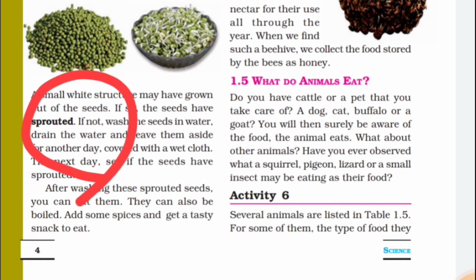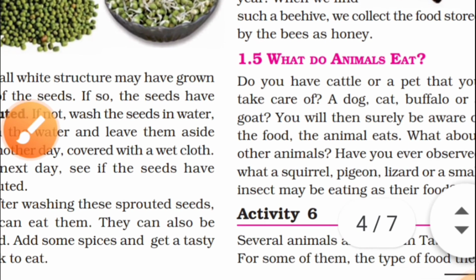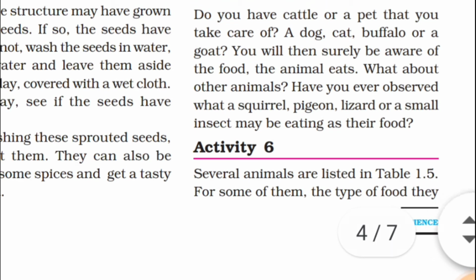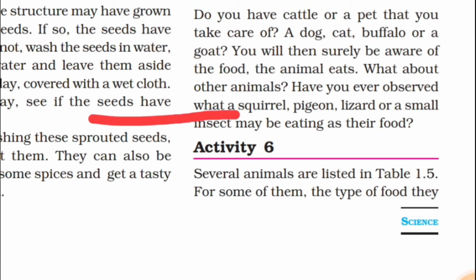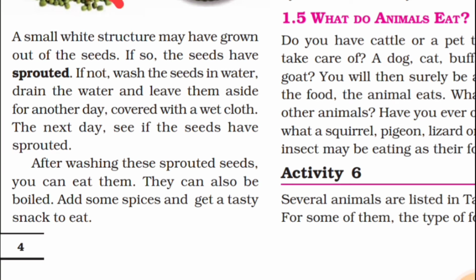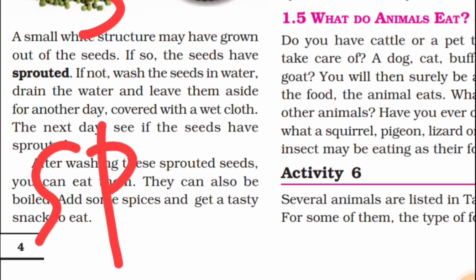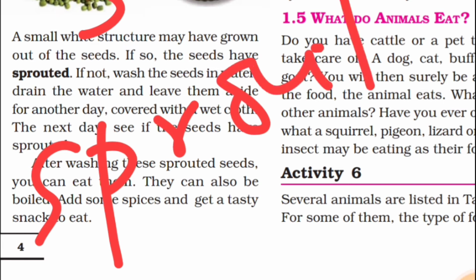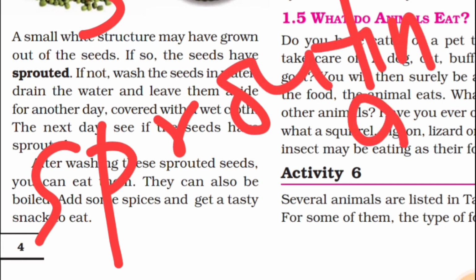Clear. You can see here that the seeds have a white colored structure. So this is the sprouting, seed sprouting. That is called the seed sprouting. Clear.